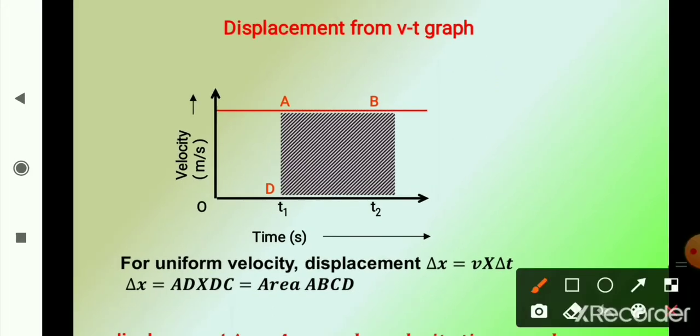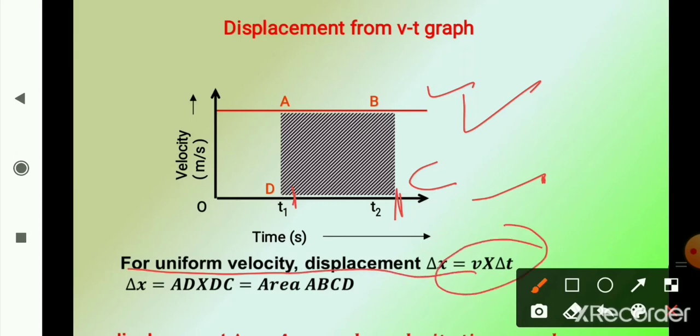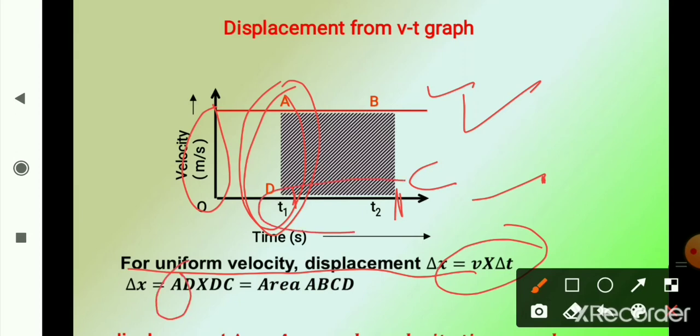Some shifting has occurred. This point should have been C, and this time is T2. Okay. So if this is uniform motion, you know the graph is parallel to the time axis. So for uniform velocity, the displacement is velocity into time, you know that, and this velocity is equal to AD. As you can see, the uniform velocity is equal to AD. So velocity is AD and time from T1 to T2 is equal to CD.